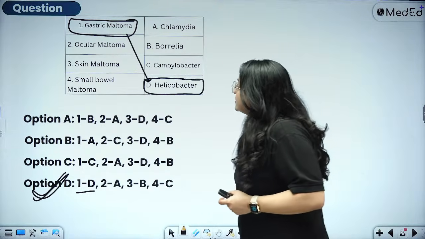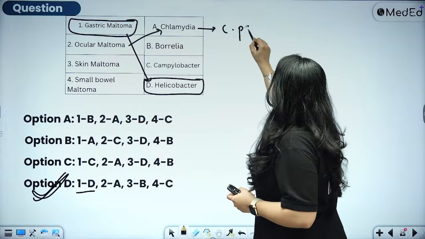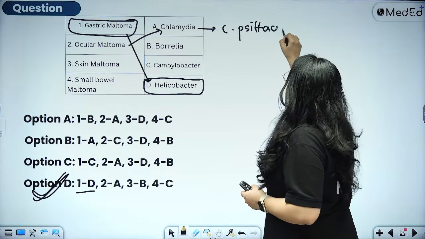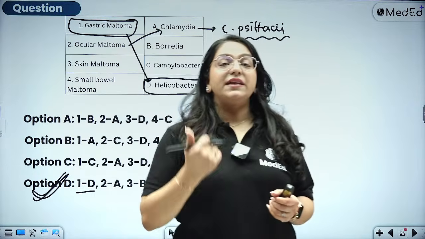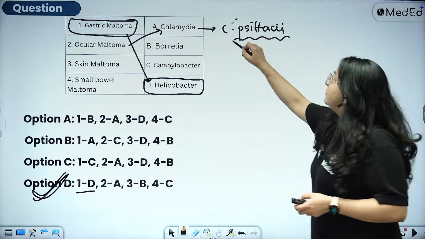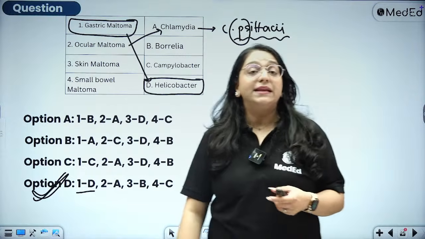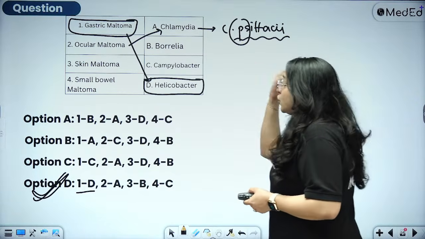So according to this, 2A, ocular maltoma is chlamydia. So it has been seen that Chlamydia psittaci, which is an agent of psittacosis, which is actually a respiratory infection through the droppings of parakeets. P for psittaci, P for parrots or parakeets. But some strains can also lead to ocular maltomas.